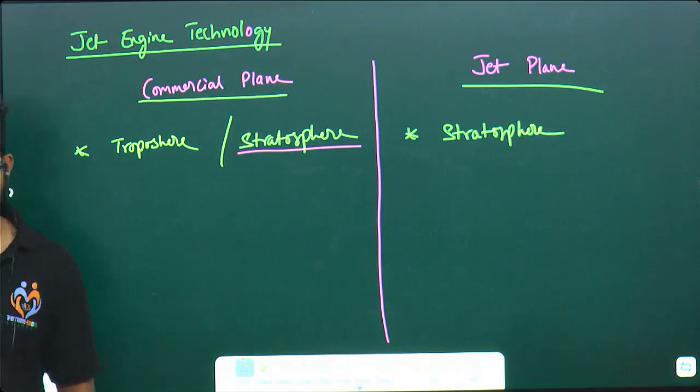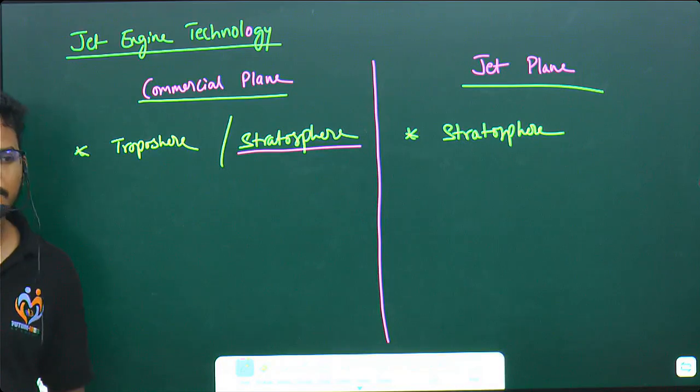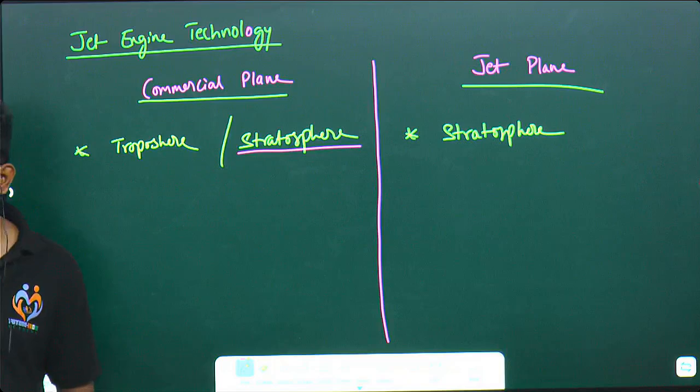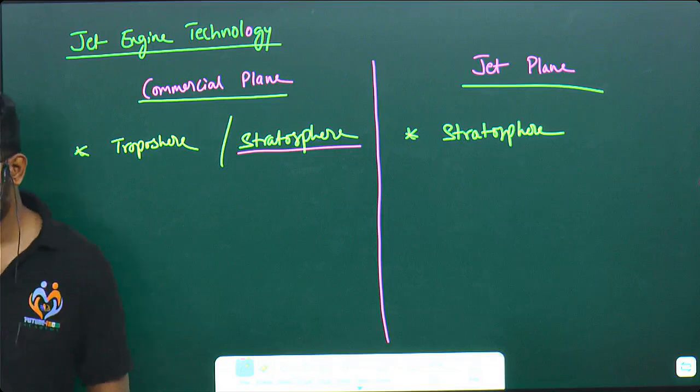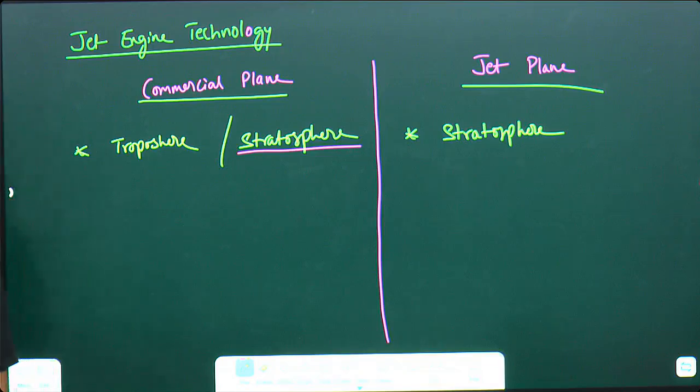Okay. So from here, UPSC has asked two questions. First one is based on turbulence. And second one is oxidizer. Now we'll solve both the questions and then we'll leave the topic.